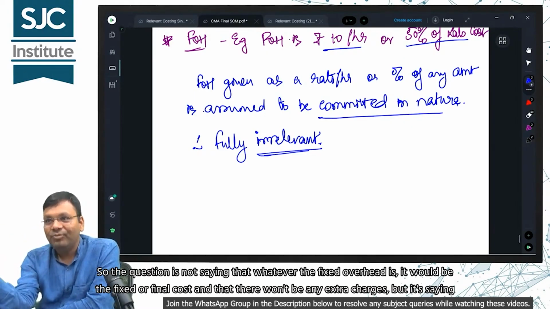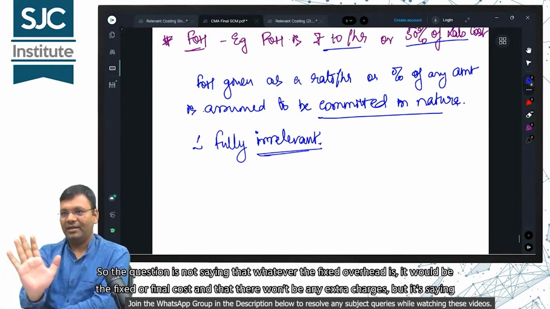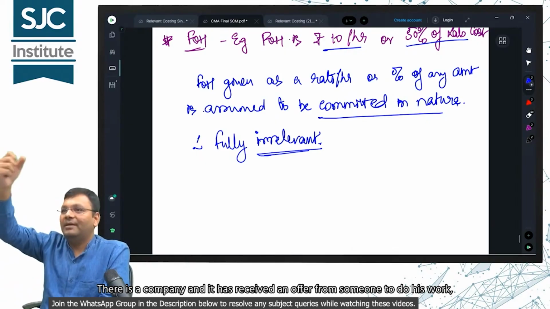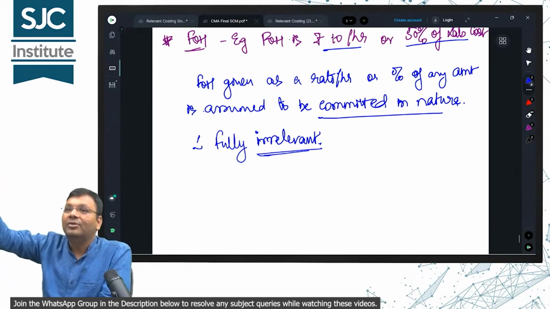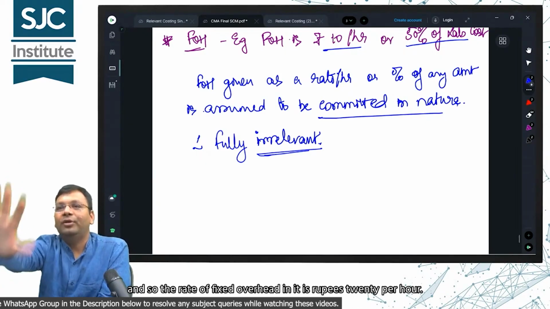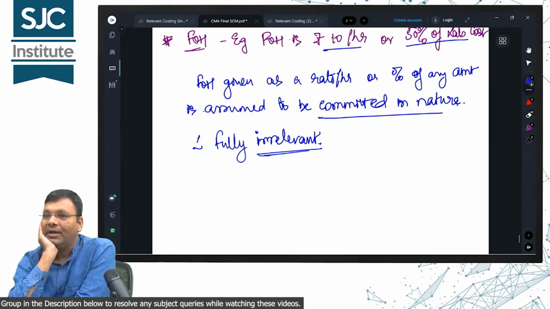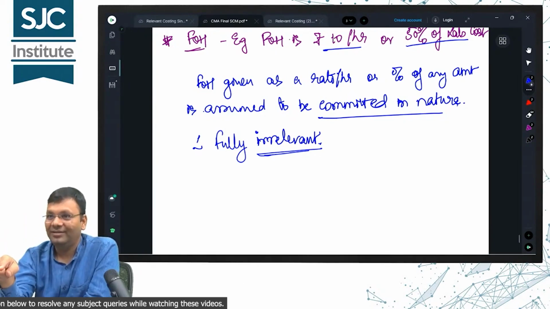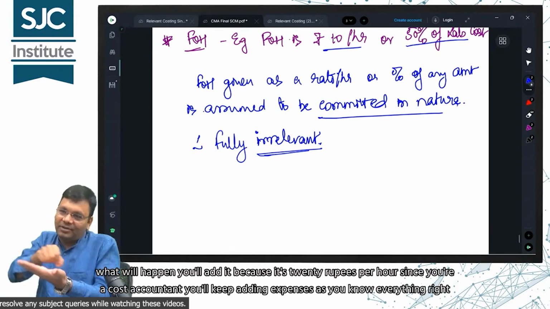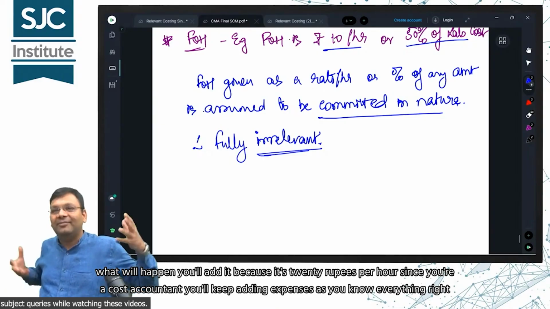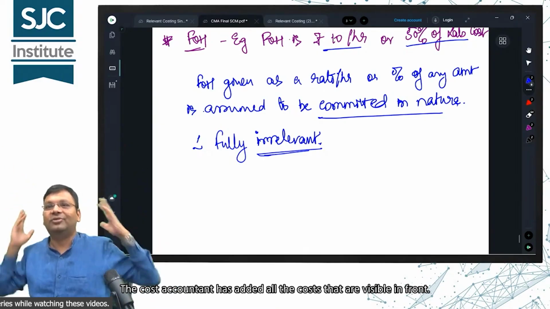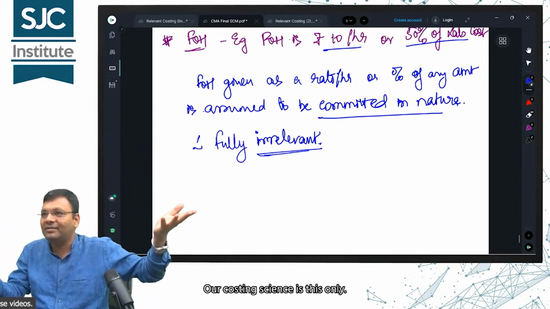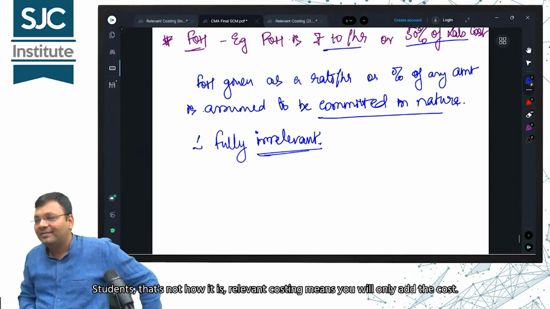So the question is not saying that whatever the fixed overhead is, it would be the fixed or final cost and that there won't be any extra charges, but it's saying there is a company and it has received an offer from someone to do his work. And so the rate of fixed overhead in it is rupees 20 per hour. Now, if you don't understand the language of the question, then what will happen? You'll add it because it's 20 rupees per hour. Since you're a cost accountant, you'll keep adding expenses as you know everything, right? The cost accountant has added all the costs that are visible in front. Our costing science is this only. Students, that's not how it is.